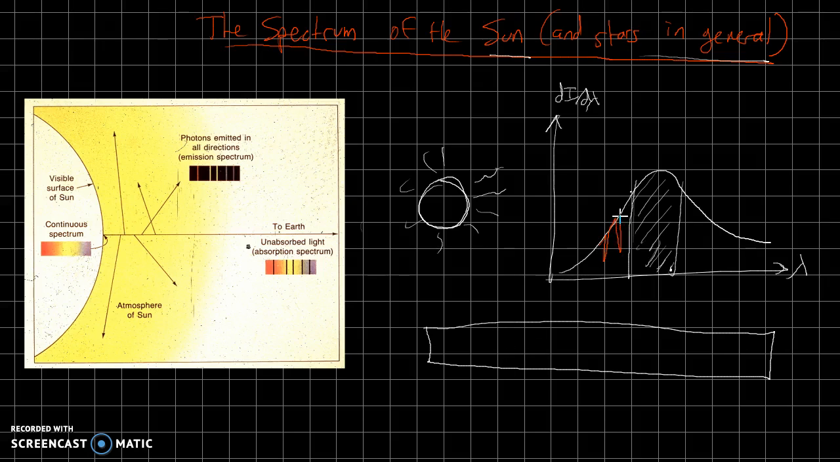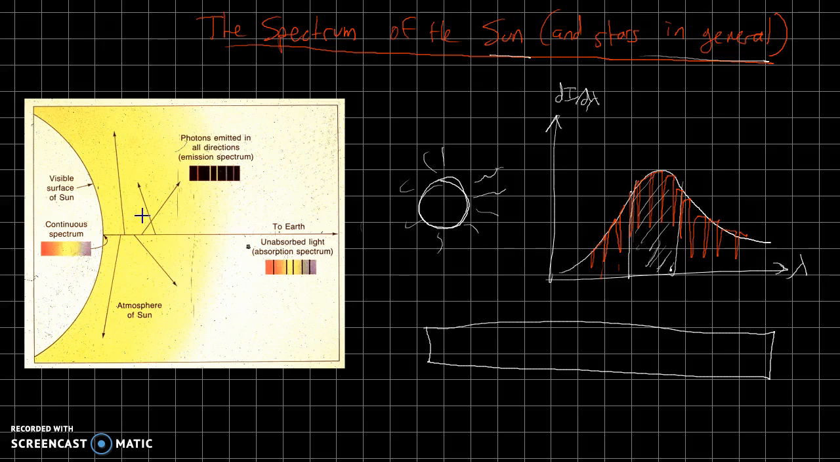These darker lines correspond to specific wavelengths that have been absorbed by the electrons in the atmosphere of the sun. And there are thousands of these lines, from hydrogen, from helium, from carbon, from oxygen, from all the elements. And so the real spectrum of the sun is that of a black body minus a bunch of absorption lines that correspond to all the elements.